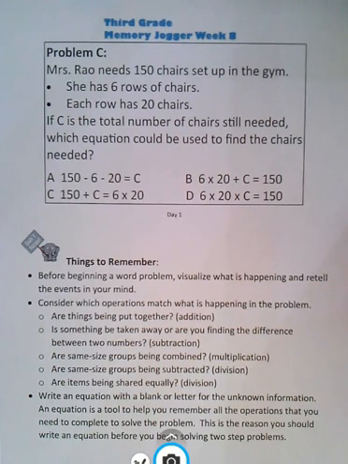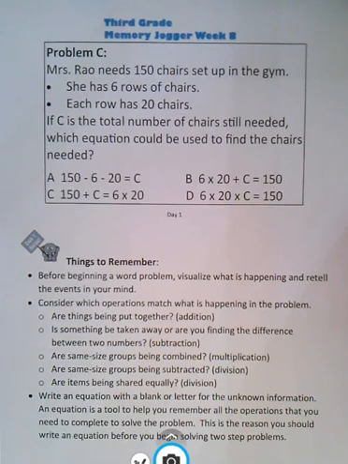A. 150 minus 6 minus 20 equals C. B. 6 times 20 plus C equals 150. C. 150 plus C is equal to 6 times 20. Or D. 6 times 20 times C will equal 150.